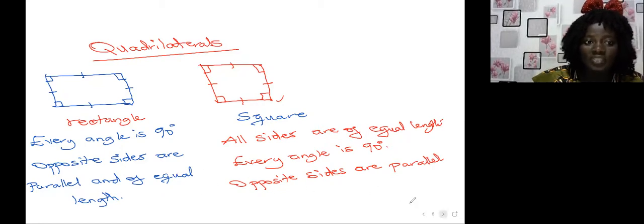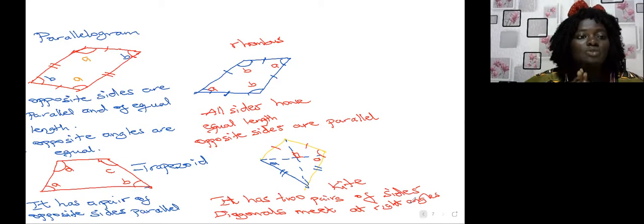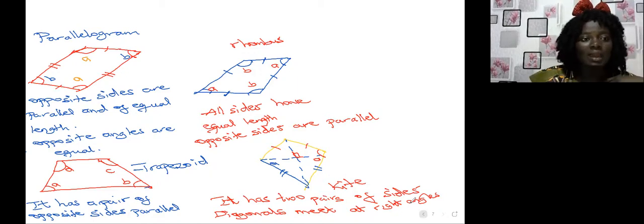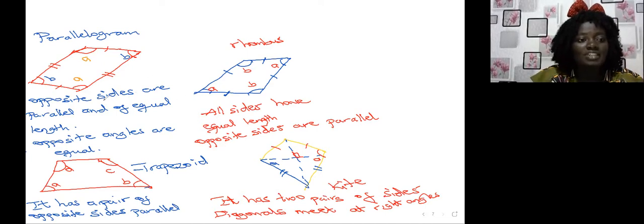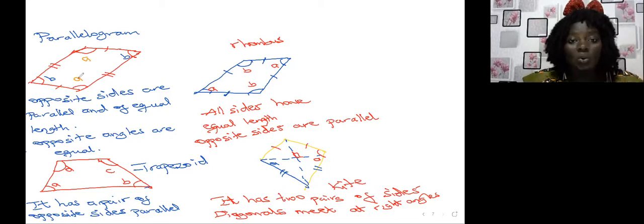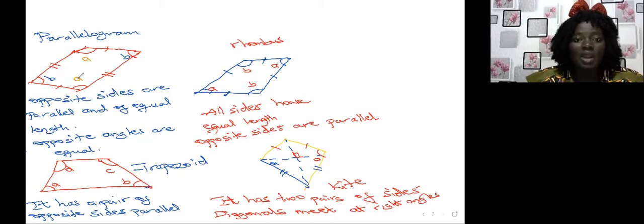Let's continue with the quadrilateral. Then we come to a parallelogram. Study the diagram and look at the differences between them. For the parallelogram, we have opposite sides to be parallel. So this side and this side are parallel, while this side and this side too are parallel, and they are of equal length. Understood? Good.